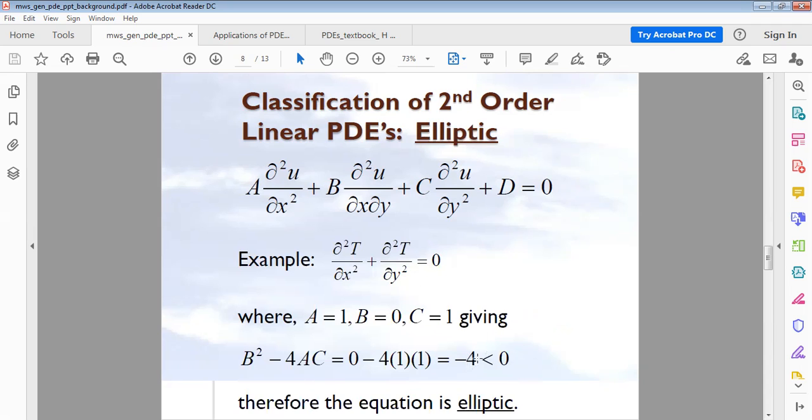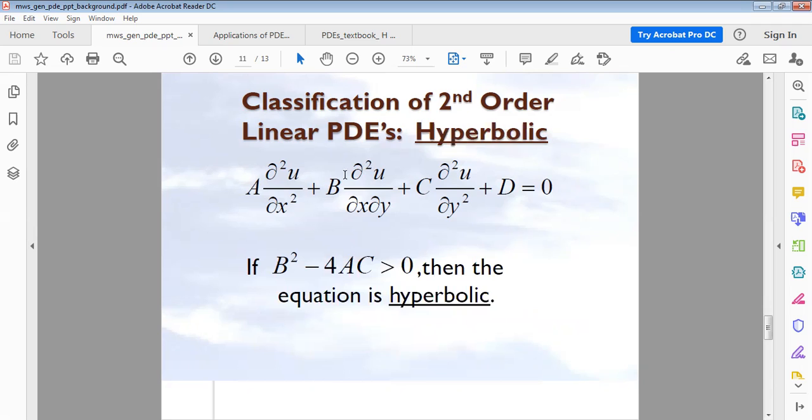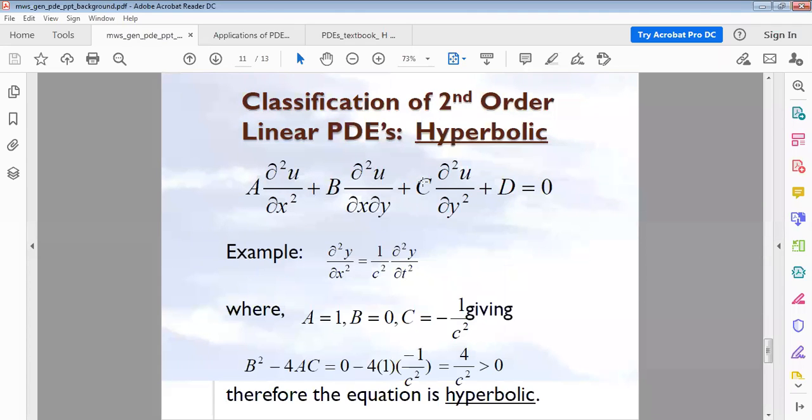Elliptic if less than 0. Okay, so if we compare, to find out the hyperbolic one, if b square minus 4ac is greater than 0, then the equation is hyperbolic. If the partial differential equation is like this.